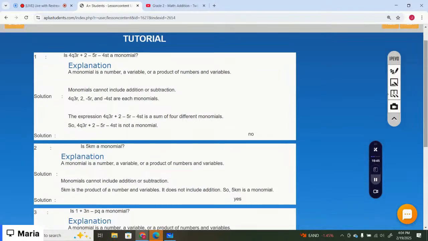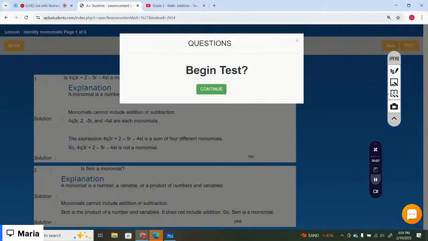Just look at the second example. Is 5km a monomial? Yes, it is. That is a product of a number and variables. So yes, that is a monomial because it doesn't have any mathematical operation included, right? Let's just start with the test questions.